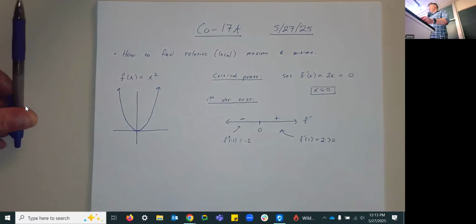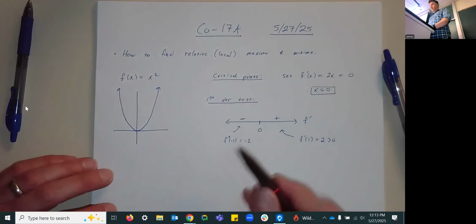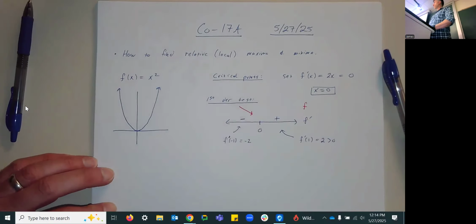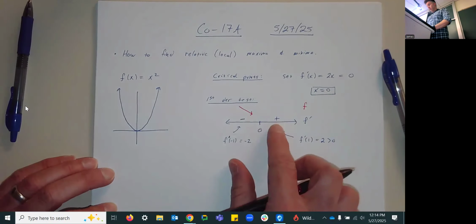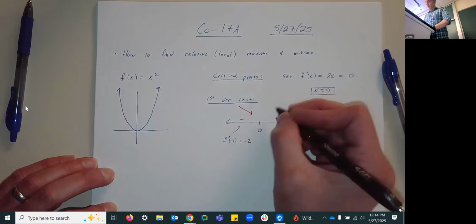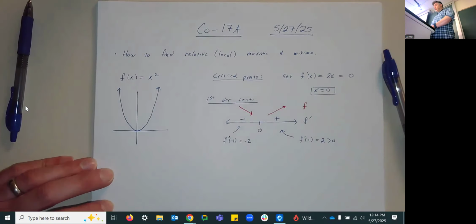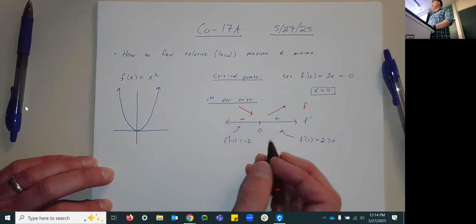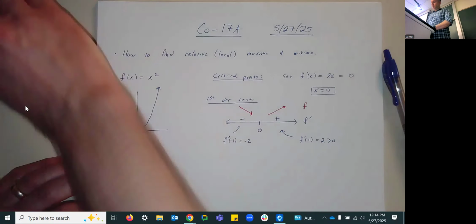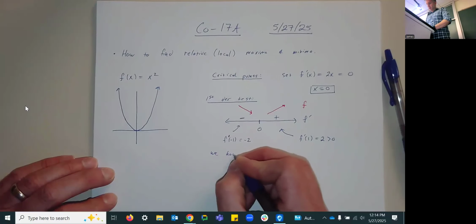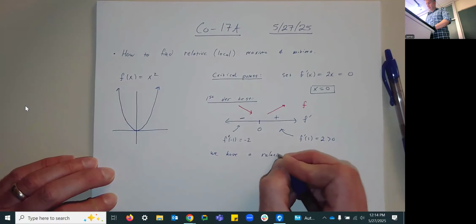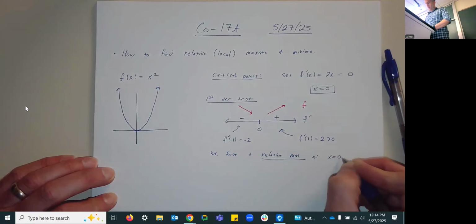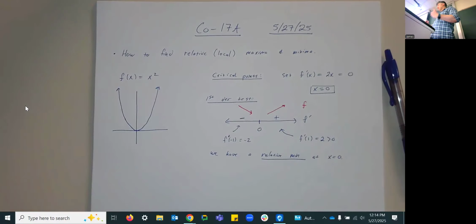What that means for us is that if your function has a derivative that's negative, that means the actual function itself is decreasing from left to right. Similarly, if the derivative is positive, the function is increasing. And if our function goes from decreasing to increasing, that means at that critical point, we have a relative minimum. So we have a relative minimum at x equal to 0, which I imagine you can all see on the graph.